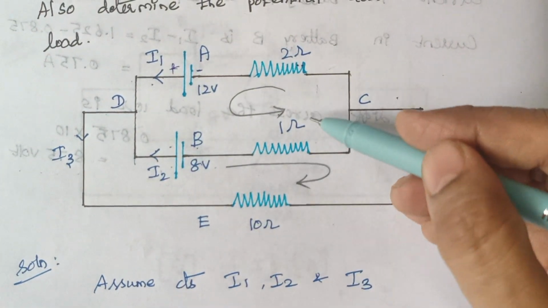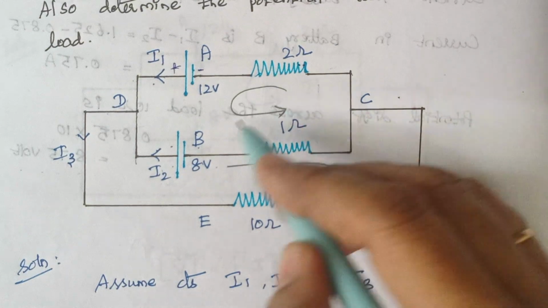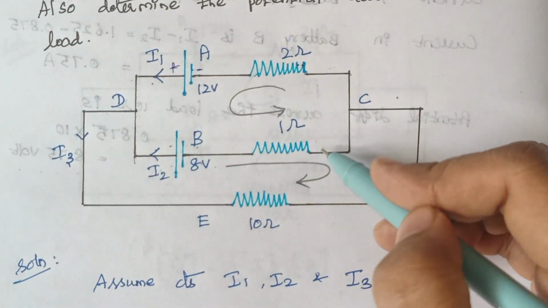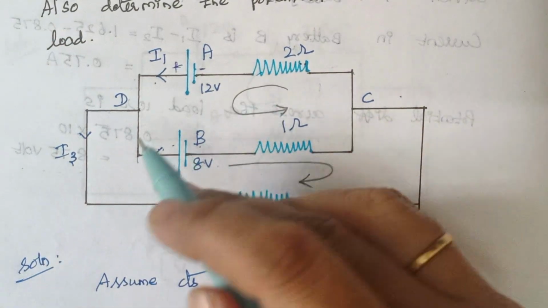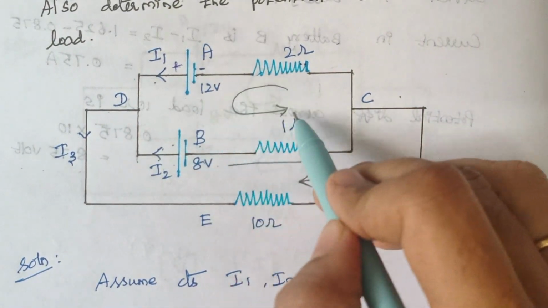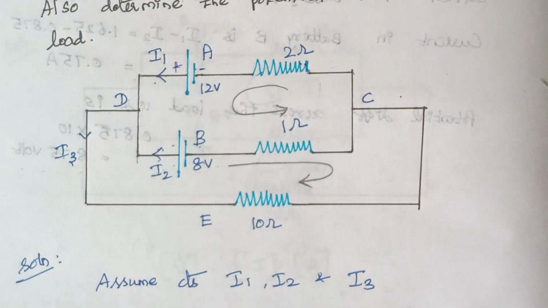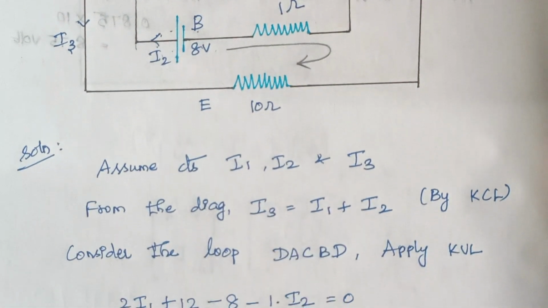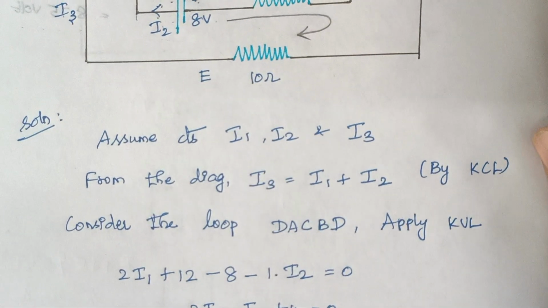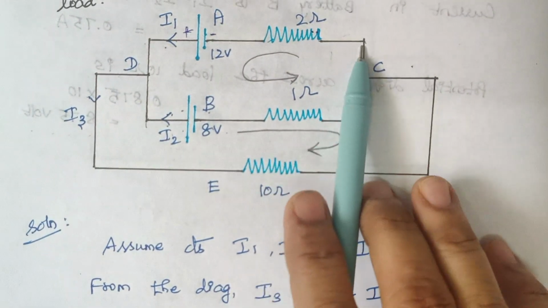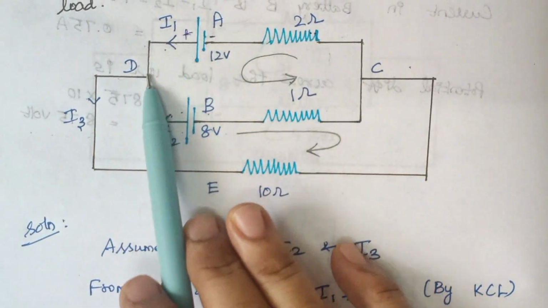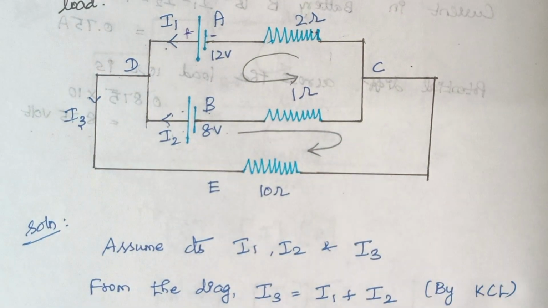And again the current flowing through this 1 ohm resistor is I2 here. Since the direction of this current is opposite to the direction of our assumed path, we include a minus sign, minus 1 into I2. Am I making sense here? I'll repeat. You see, we are taking the current direction like this.